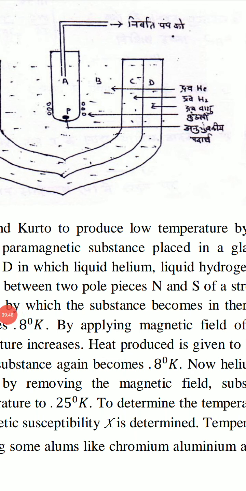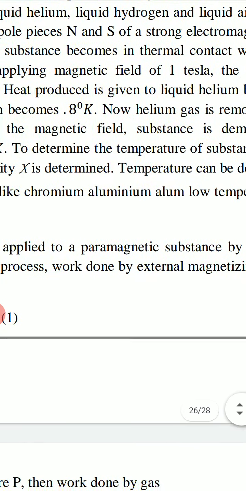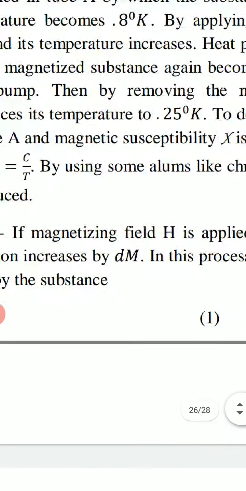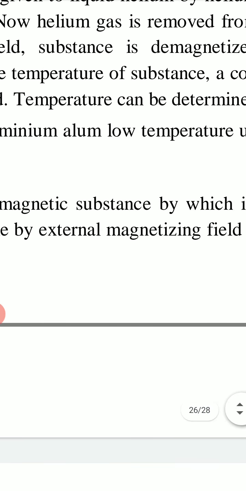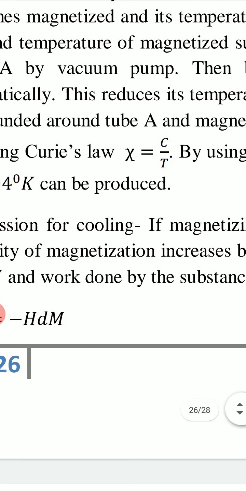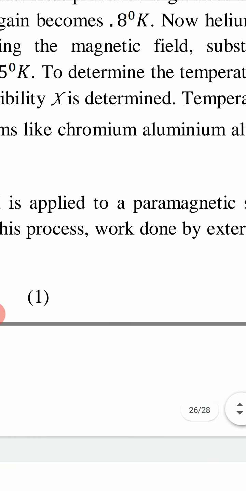In this process, the work is done by the paramagnetic substance and its internal energy decreases, hence its temperature also decreases. This reduces its temperature to 0.25 degree Kelvin. To determine the temperature of the substance, a coil is wound around tube A and magnetic susceptibility chi is determined.